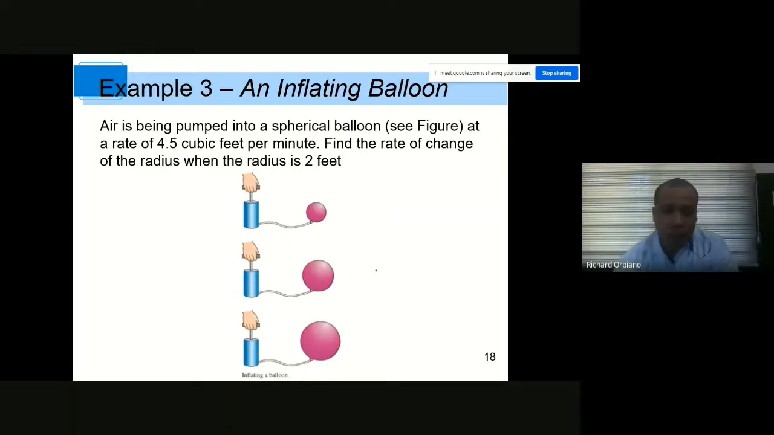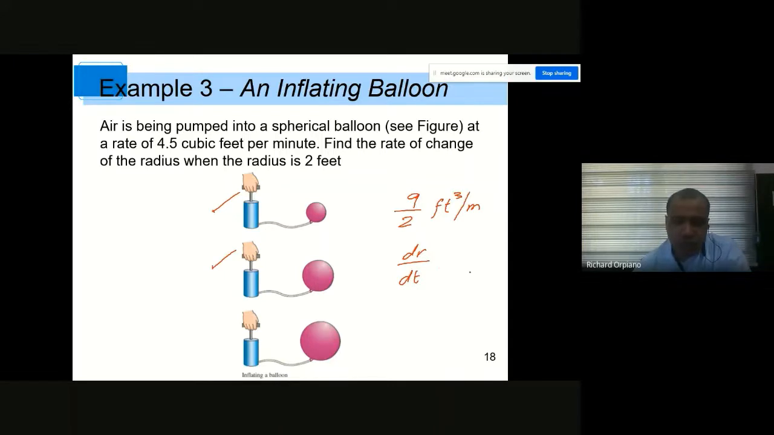I will read this time. Example number 3, an inflating balloon. We are all familiar with this. For those preparing parties, of course we inflate balloons. Air is being pumped into a spherical balloon. So this is our figure. At a rate of 4.5 cubic feet per minute, so we can say 9 over 2 cubic feet per minute. Find the rate of change of the radius, so dr/dt, when the radius is 2 feet. When r is equal to 2 feet.